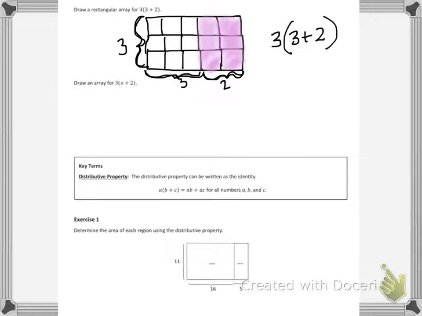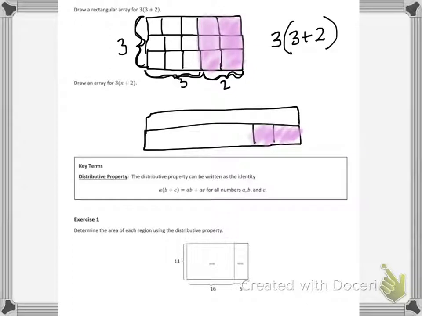Okay, and now if we take our x plus 2, here's our x plus 2. Shade that in there, there are 2. And then if we multiply that times 3, do the same as we did over there, we are going to stack another 2 on top.